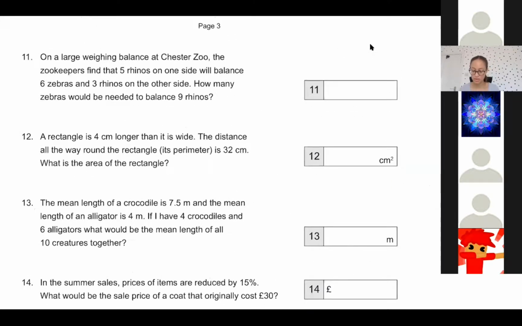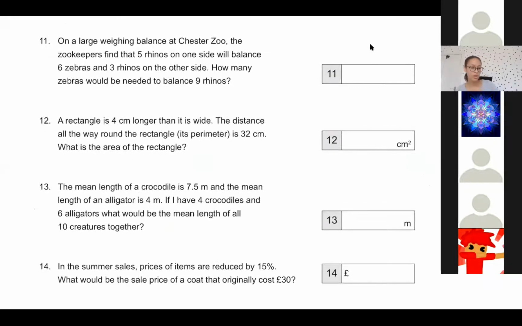All right, next one. So on a large weighing balance at Chester Zoo, the zookeepers find that 5 rhinos on one side will balance 6 zebras and 3 rhinos on the other side. How many zebras would be needed to balance 9 rhinos? This one requires a bit of thought, so I'm just going to give you a little bit of time to try and work it out. So try and do it on paper.